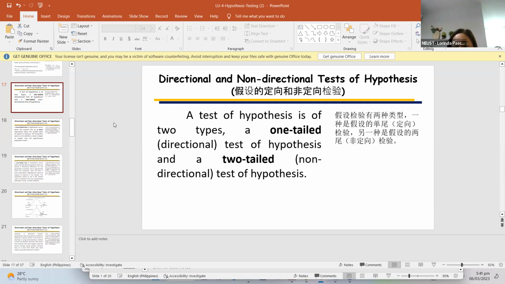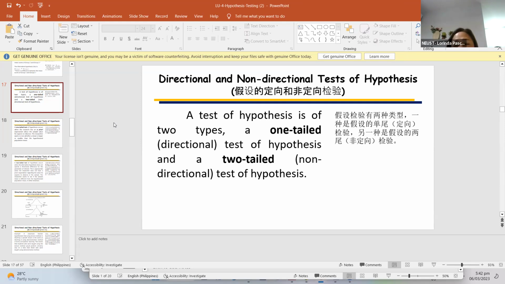Kailan ginagamit yung one-tailed at saka two-tailed? Nakikita natin yan kasi nung araw, wala pa tayong SPSS. Gumagamit tayo ng table, di ba? Table for the T value, table for the Z value, table for the F value, and we decide whether or not to reject the null hypothesis based on these values. So makikita mo doon, bakit merong one-tailed tsaka bakit merong two-tailed? Kailan gagamitin yung one-tailed test at kailan gagamitin yung two-tailed test?